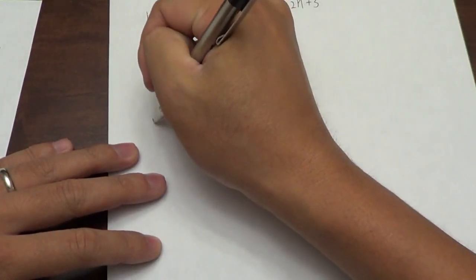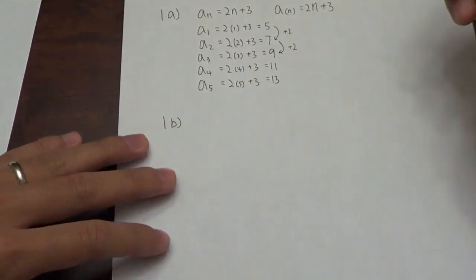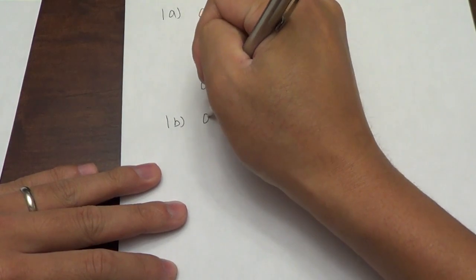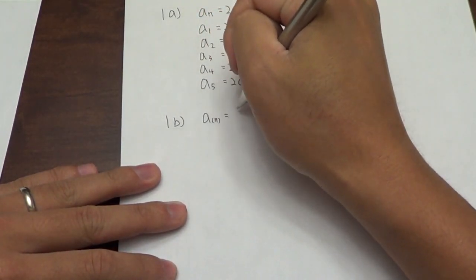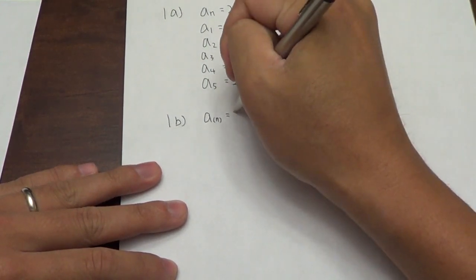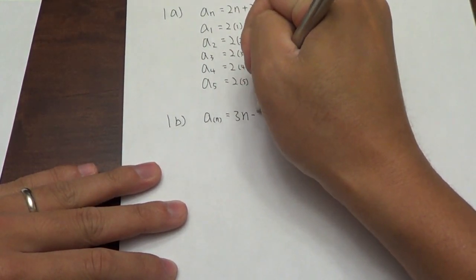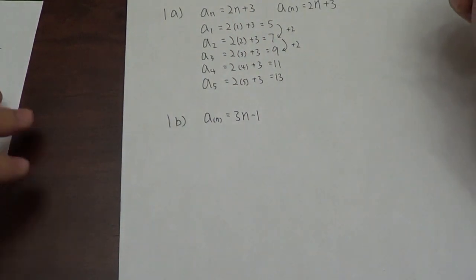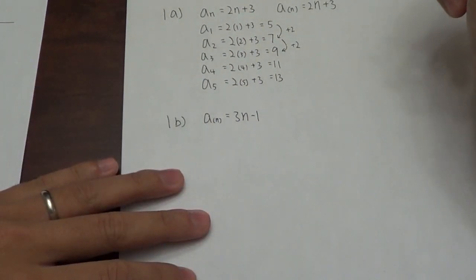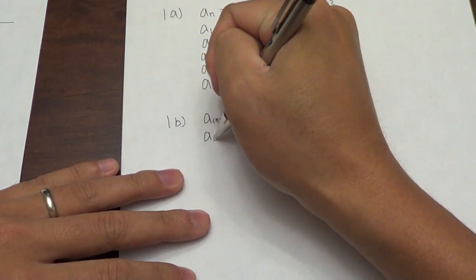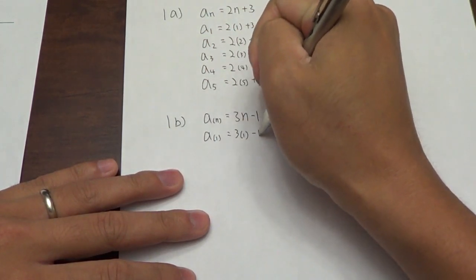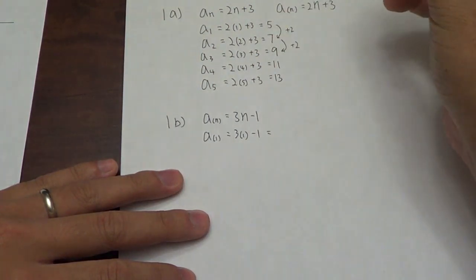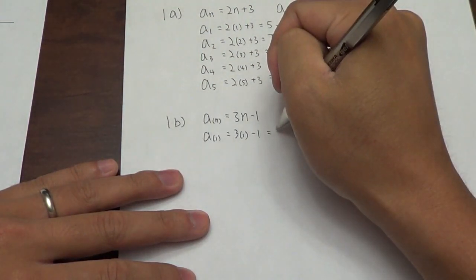1b. This time I'll use the other way of writing it, but it means the same thing. I'm simply replacing the n with whichever term I'm trying to find. So the first term, replace the n with a 1. I get 3 times 1 equals 3. 3 minus 1 equals 2.